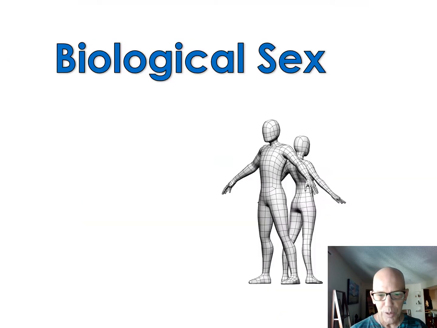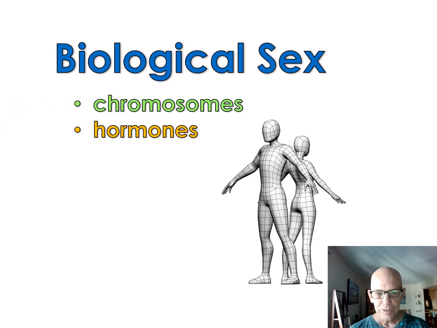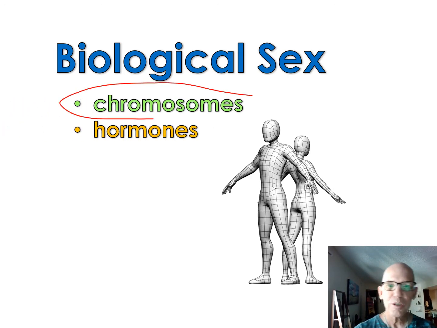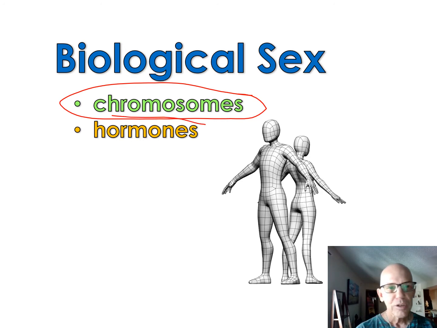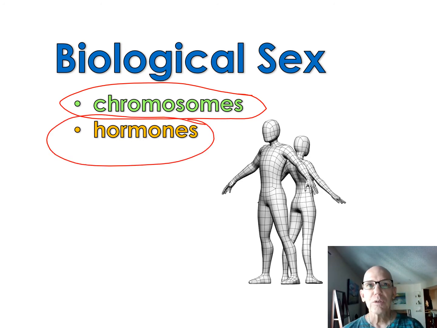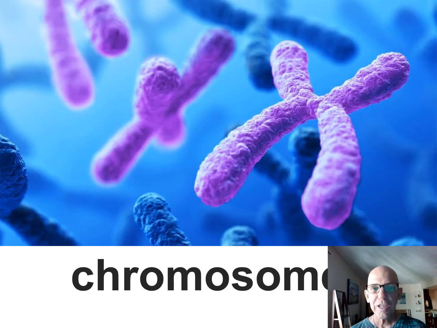Now, when I talk about biological sex, I talked about this in the first lecture, I think. There's two different influences that come from nature that this lecture is all about. The first influence is going to be chromosomes. I'm going to go off on that for a minute. And the second influence will be hormones, and that will end the lecture for today. Okay, so here it is. We're going to talk about chromosomes.